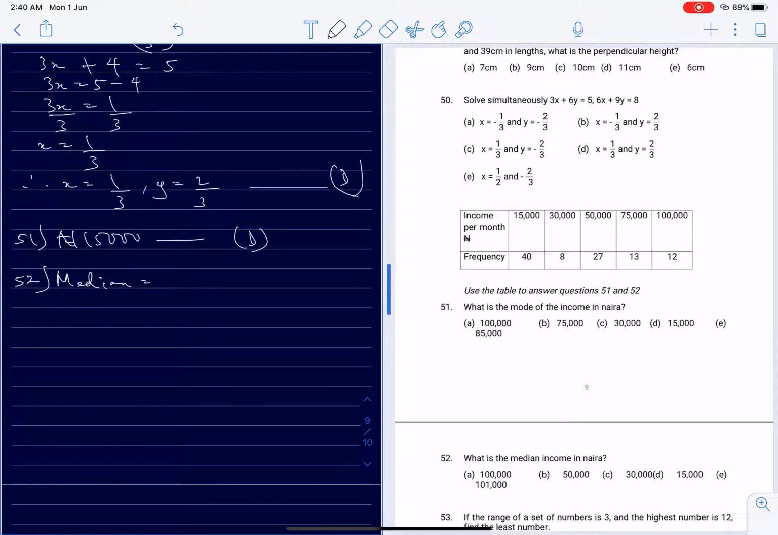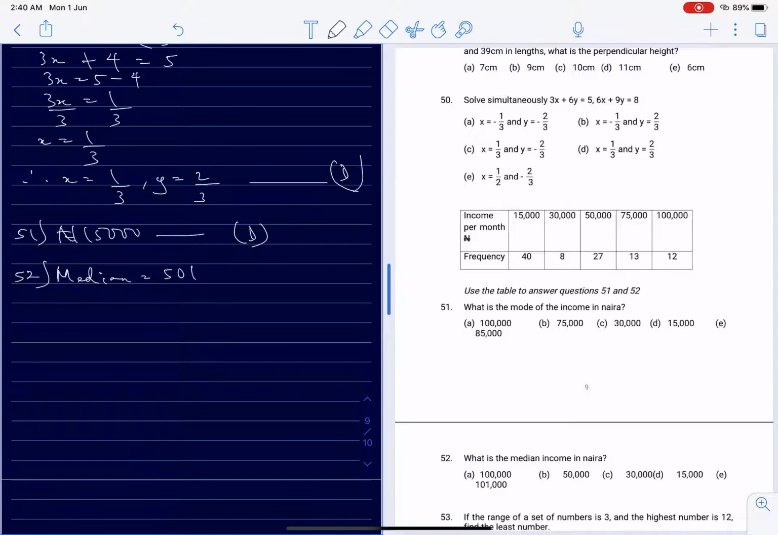So how do we get that? Median is the 50th plus, because it has an even number of terms. So we're adding the 50th income. Its median is going to be the average of the 50th and the 51st income. So that's what's going to give us the median. So what's the 50th income? The 50th income is 50,000.